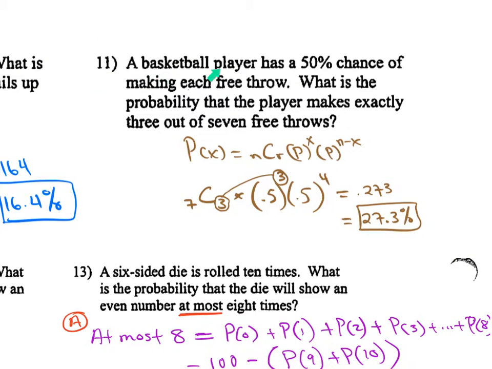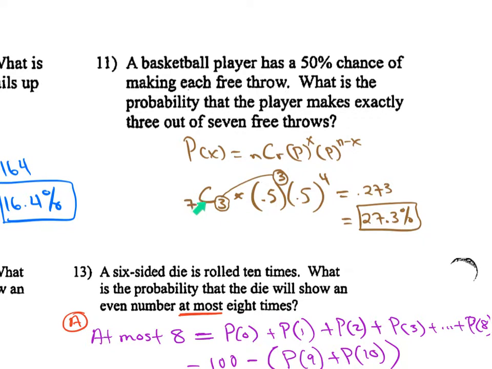All right, number 11, a basketball player has 50% chance of making each free throw. What is the probability that the player makes exactly 3 out of 7 free throws? All right, using the exact same formula, the binomial distribution formula, you have 7 events happening, 7 free throws. We want to know the probability of making 3 of them successfully.